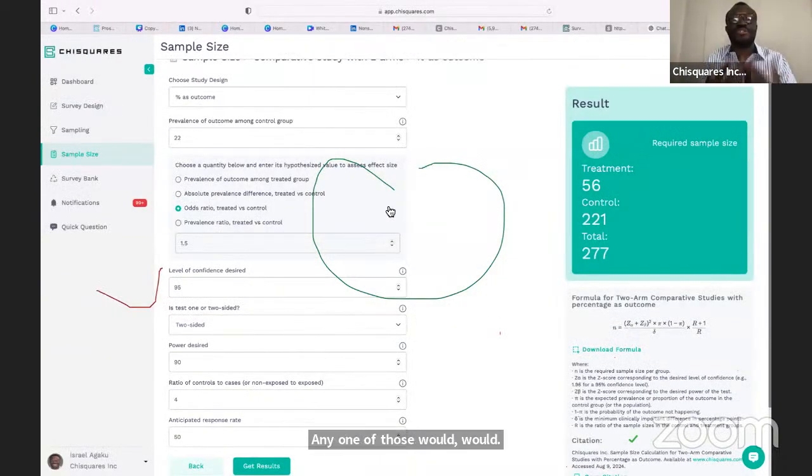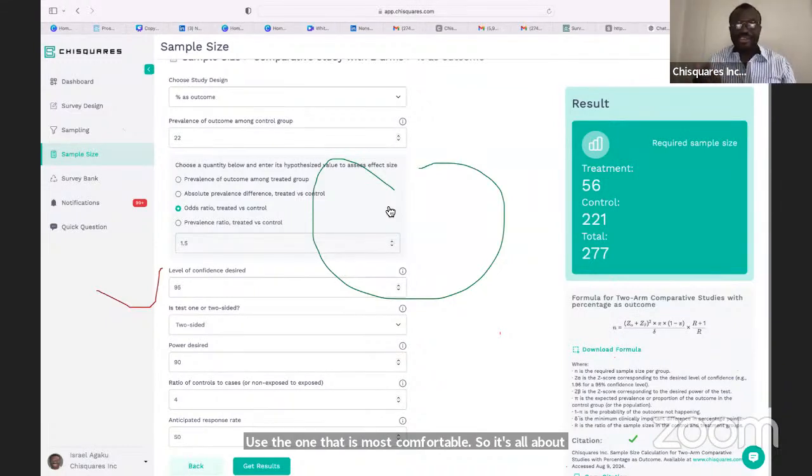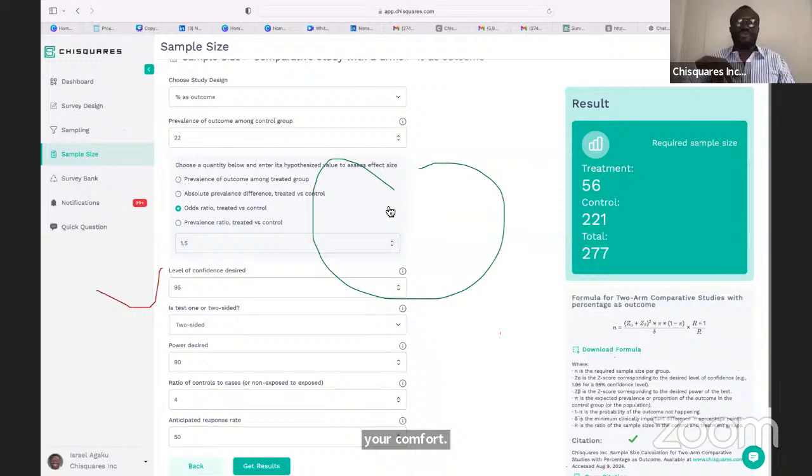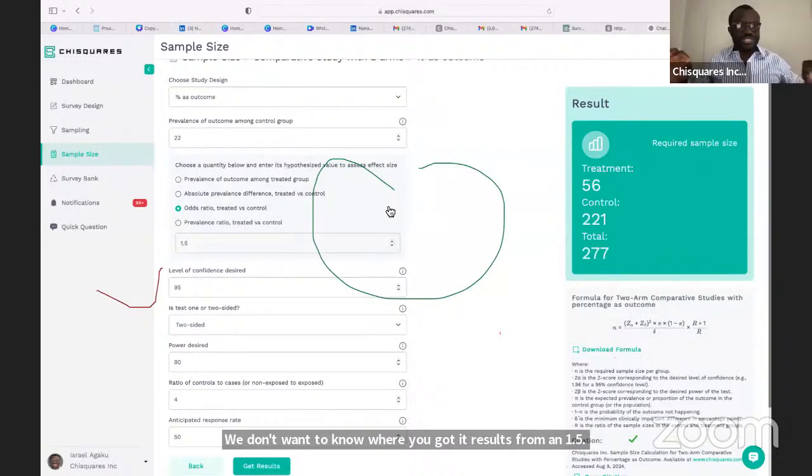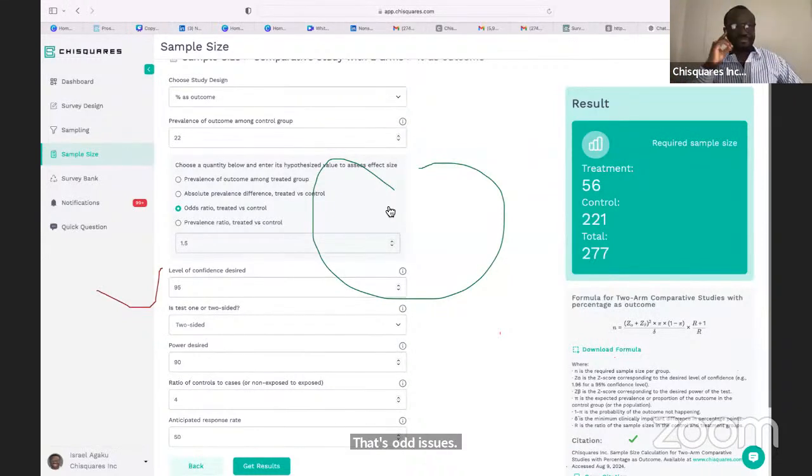Use the one that you are most comfortable with. So it's all about your comfort. What do you have on hand? We don't want a scenario where you got a result from another study as 1.5 as odds ratios, and there is no allowance for odds ratios in the app. And you now have to start asking, how do I convert odds ratios of 1.5 to prevalence?